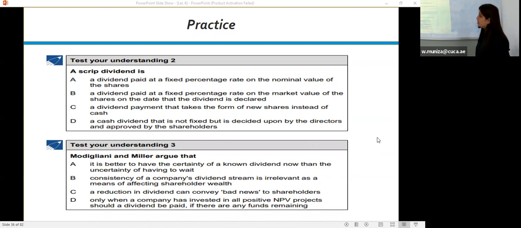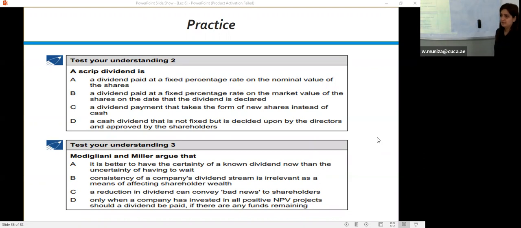A reduction in the dividend can convey bad news to the shareholders. Is this the Modigliani and Miller theory? This one is the dividend relevancy theory. If dividend is not going to be paid, bad news is going to be present in the market. It will create a stimulus that the company is not doing well and the share price is going to come down. So this is the bad news. Then, only when a company has invested in all positive projects should a dividend be paid if there are any funds remaining. Which theory is this? Yes, residual theory. Okay, so which one is the Modigliani and Miller argument?